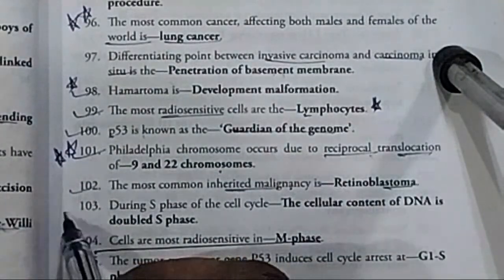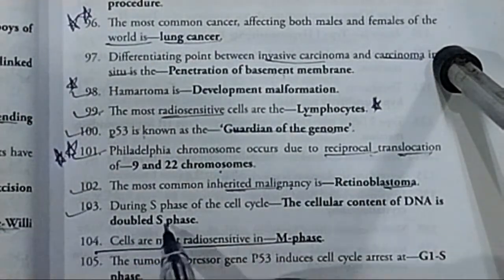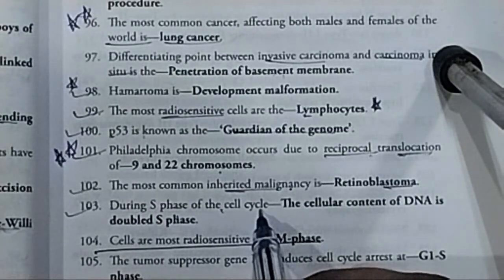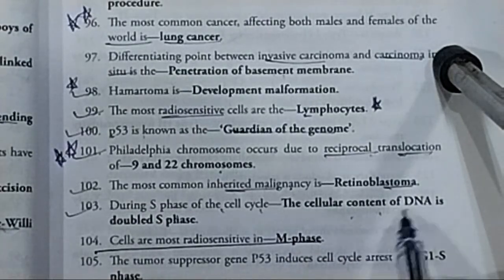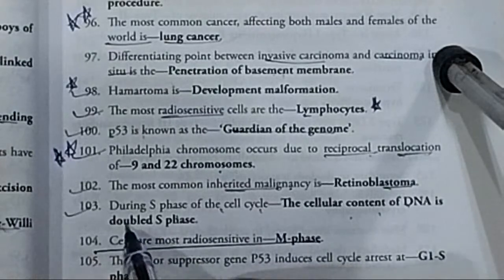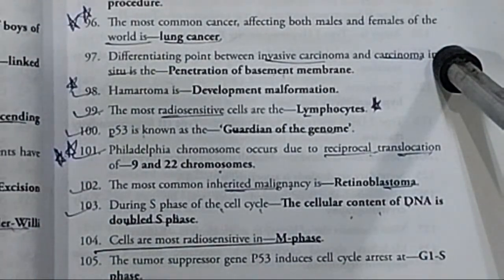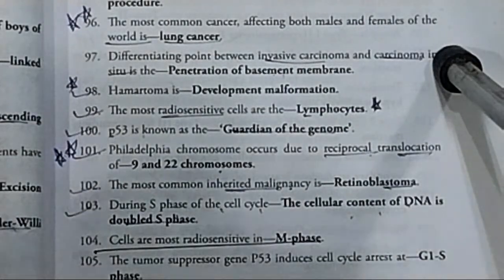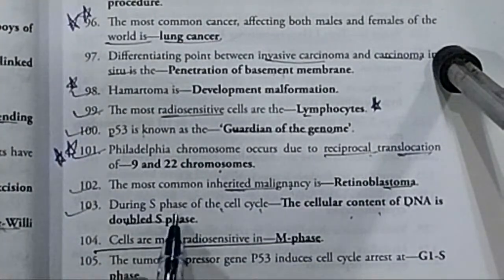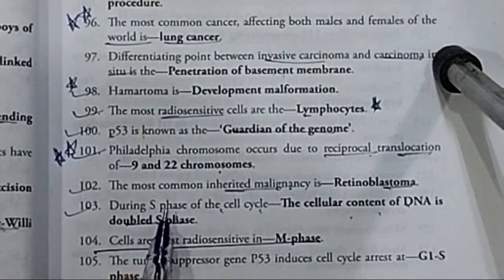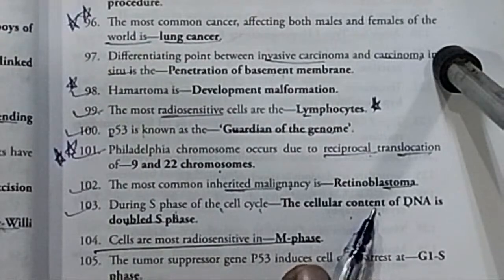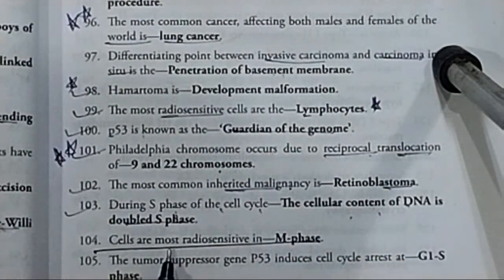The next important MCQ related to the cell cycle: during S phase of the cell cycle, the cellular content of the DNA is doubled, obviously. Do remember, you must have read this in your plus 2, in class 12 also. This is a very basic question: during the S phase, which is also called the synthesis phase, the cellular content of the DNA is doubled.